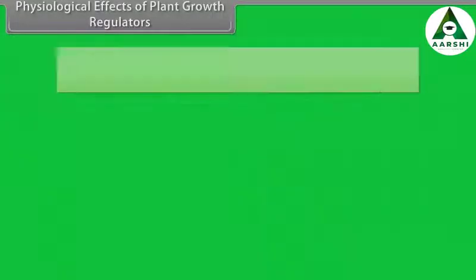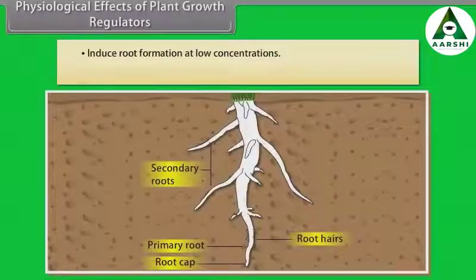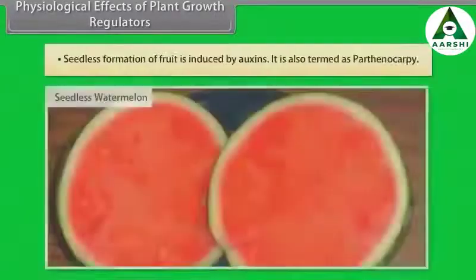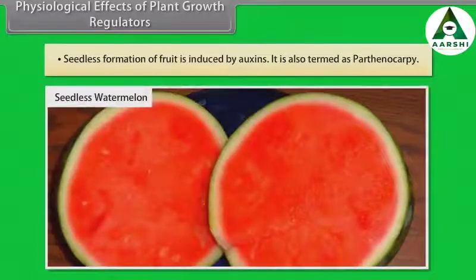Induce root formation at low concentrations. Prevention of leaf fall by suppressing the formation of the abscission layer. Seedless fruit formation is induced by auxins. It is also termed parthenocarpy.